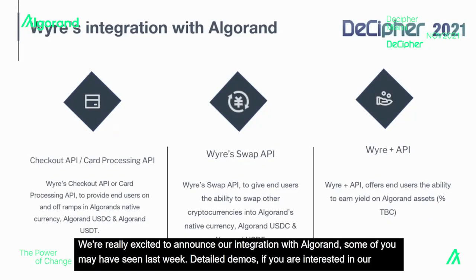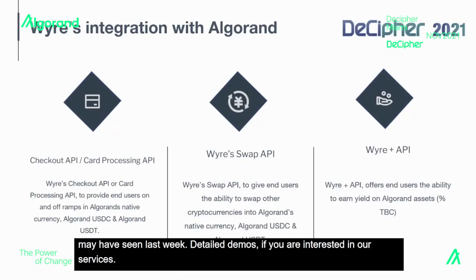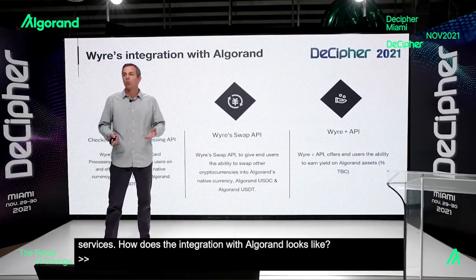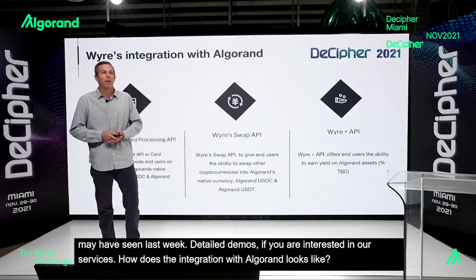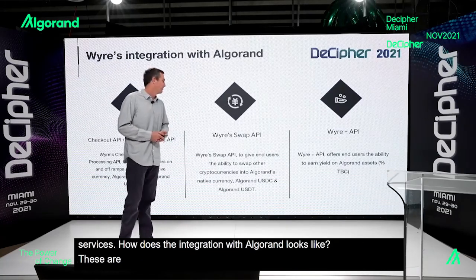So what does an Algorand integration for Wyre look like? Wyre, as I mentioned, is a full stack payments infrastructure company. So for Algorand, that means on-ramps and off-ramps, wallet support, as well as swap support. So those are sort of the four main services that we've integrated with Algorand.